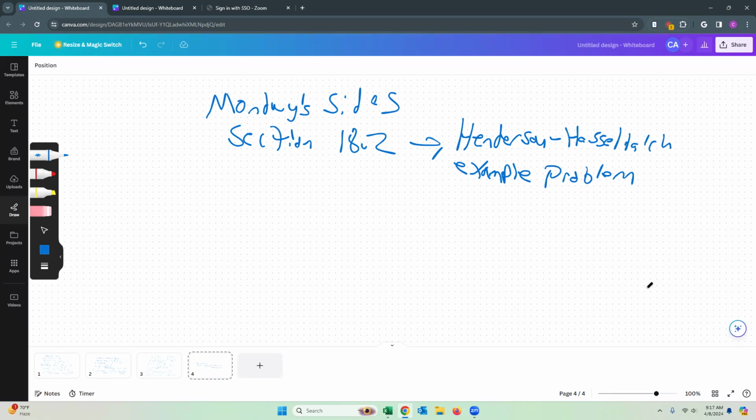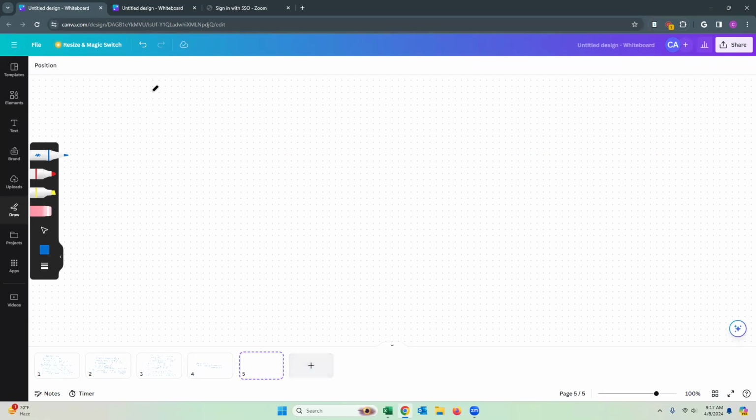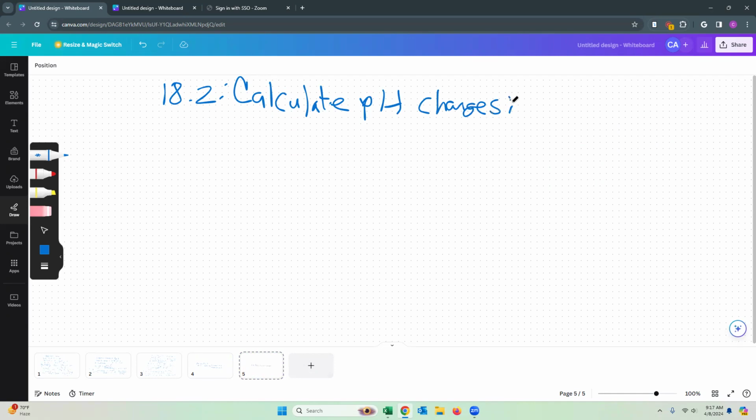But what I want to go on to is the next slide. This is still 18.2, and this is how to calculate pH changes in buffers. Those slides walk you through how to do it, and I'm going to walk you through those slides by doing a problem, so I can show you the steps in motion for a real example.